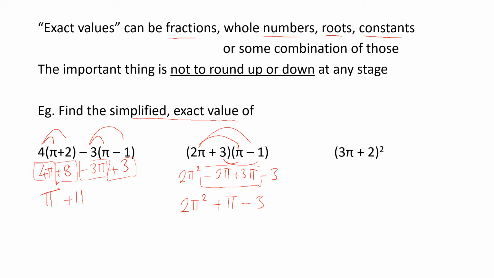And then the last one. Now, if we've got a bracket with a square by it, that means that the bracket happens twice. So we should first write that out as being 3 pi plus 2 times 3 pi plus 2. We can then do the same as what we did on the previous question and claw multiply it together. So we've got 9 pi squared from there, 6 pi from there, 6 pi from there, and 4 from there, and then combine those two middle terms together, 9 pi squared plus 12 pi plus 4. So exact values, just same as algebra, multiply, expand, simplify, collect your terms together.